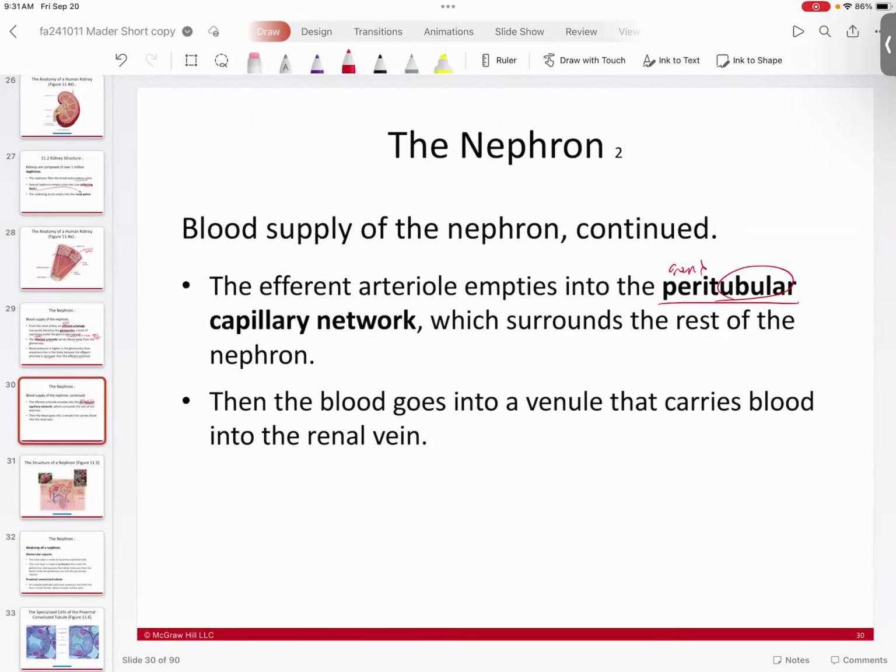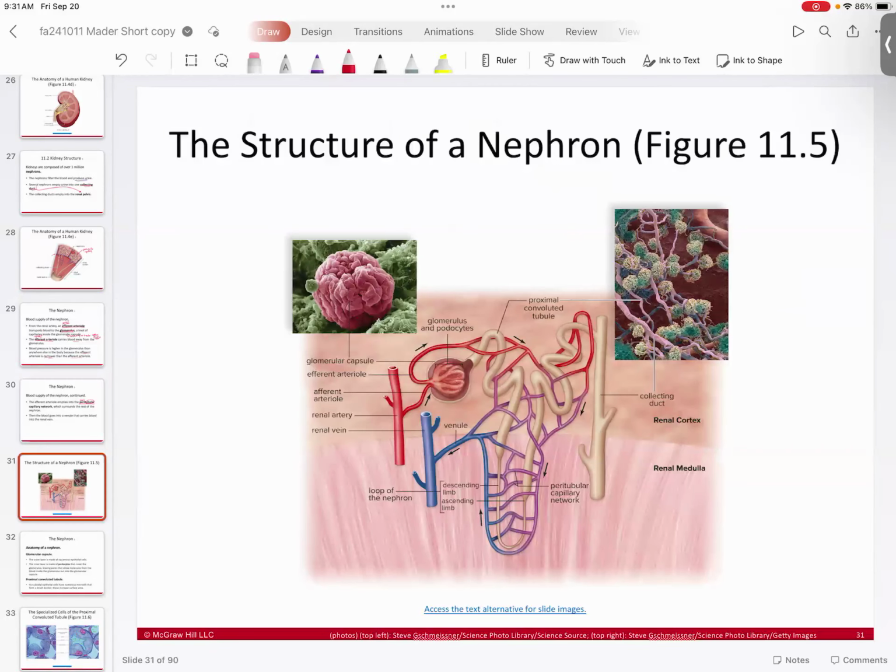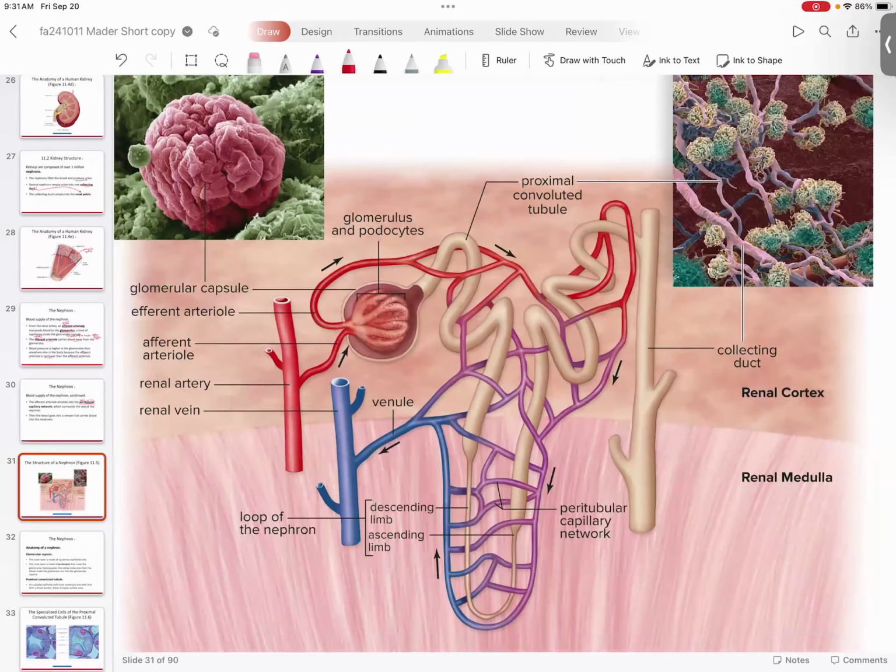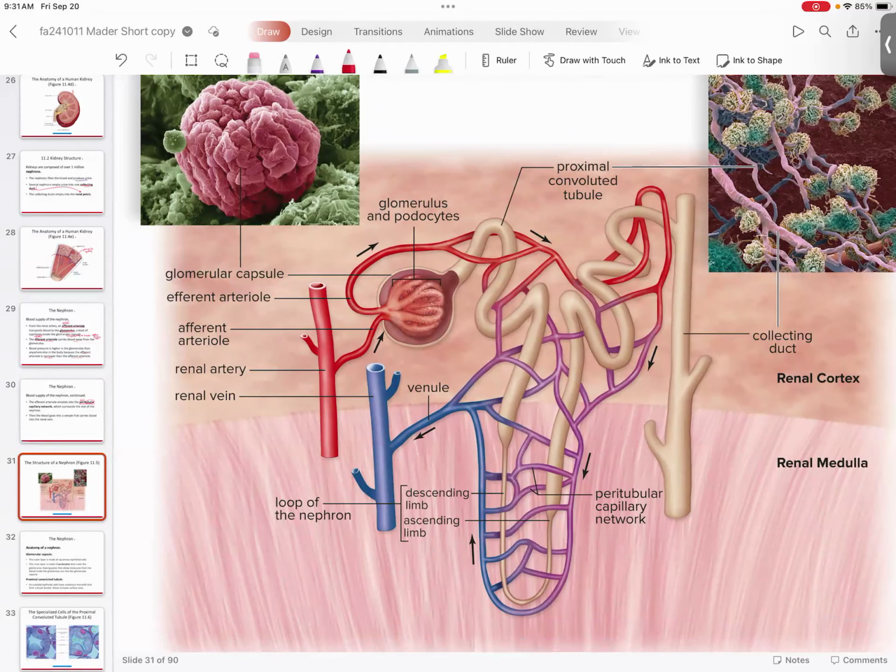So the blood then goes into the venule from here, and then it'll be carried off to the rest of the body. So that's kind of what it looks like. So here, basically, you have the entrance. So here's your afferent arteriole that leads in. This is your glomerulus, this like little knotted mess of capillaries.